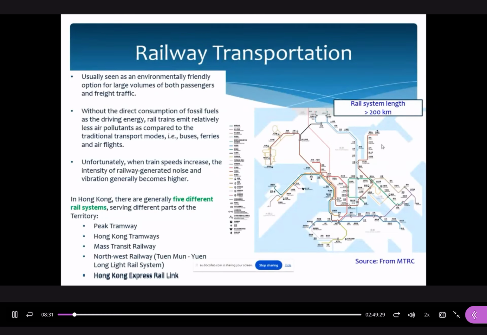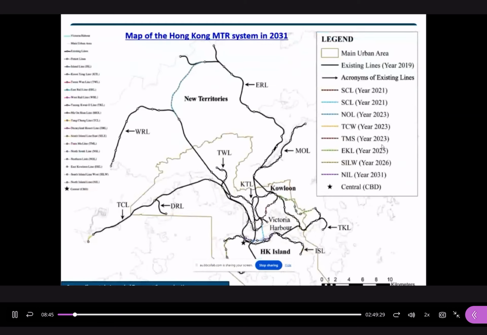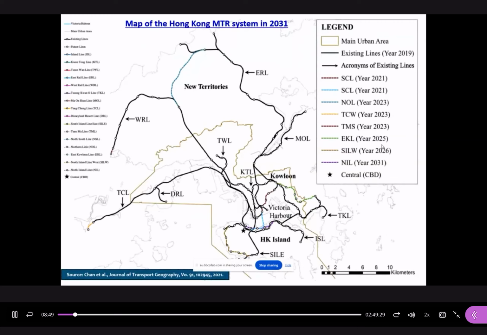Okay, so this is a general map of the subway system, and the total rail system length is more than 200 kilometers. And this is a map showing the new developments of the metro train systems in Hong Kong expected in 2031. A few years later, some new railway lines are being built, and we plan to build others to connect Hong Kong and Shenzhen.